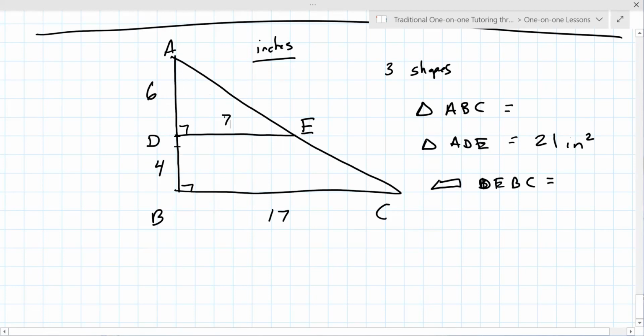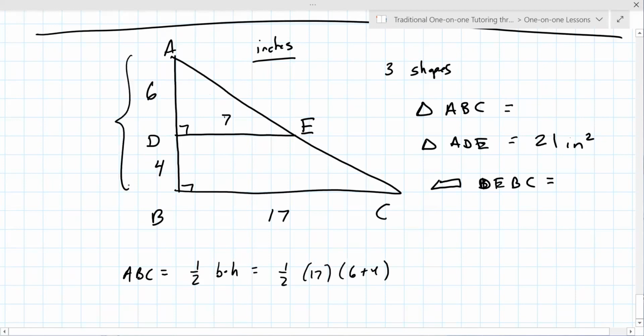Well, so yeah, I mean, I didn't mean to make you rush. I was just trying to put a little pressure on, but make sure you're using your formulas. Like for ABC, obviously it's 1/2 base times height. The base is 17 and the height is 6 plus 4 because it's these 2 together, which is 10.